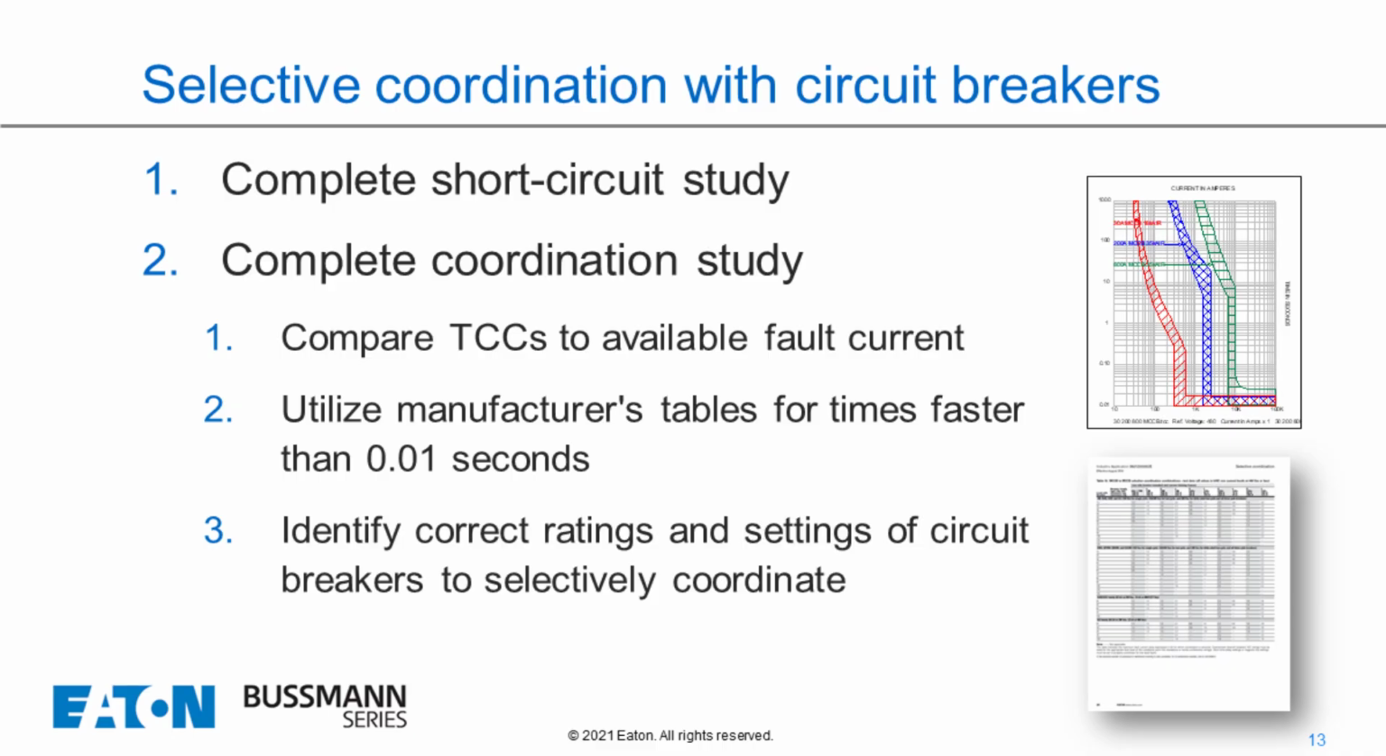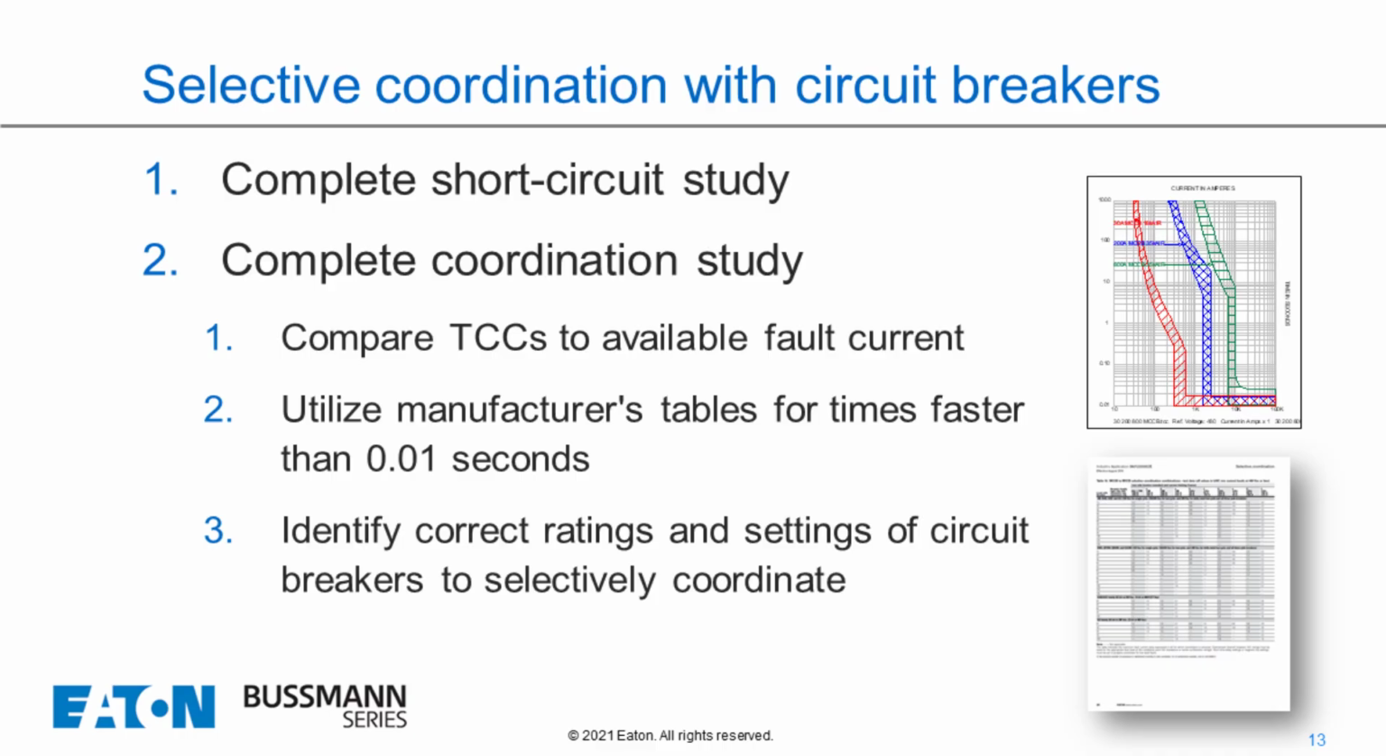Now, this is not a selective coordination study. It's a coordination study. Big difference. Over to the right, you're going to see the time current curve, and that's what we look for to see if everything coordinates, not selectively coordinates, but coordinates in general. This gives us coordination, not necessarily selective coordination. It depends on where our fault current lies based on the short circuit study.